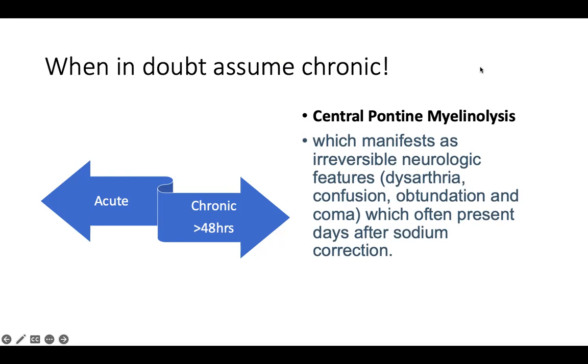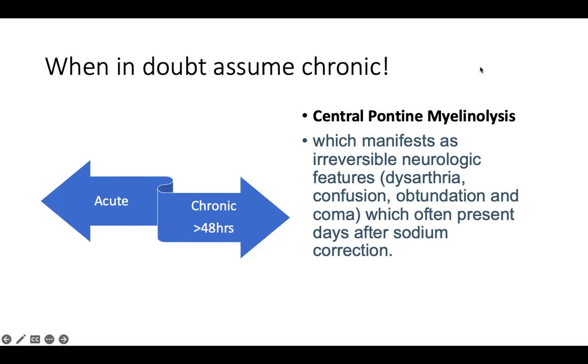So any hyponatremia which is more than 48 hours should be cautiously corrected. Otherwise, it leads to central pontine myelinolysis, which is a debilitating disease with permanent neurological deficit. And this often manifests days after sodium correction. So you're not going to find features of central pontine myelinolysis while you're correcting, but you would land up seeing these features a few days after correction of the sodium imbalance. So it's very important to know whether it is acute or chronic.